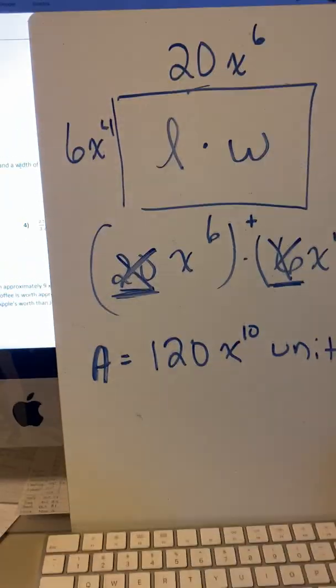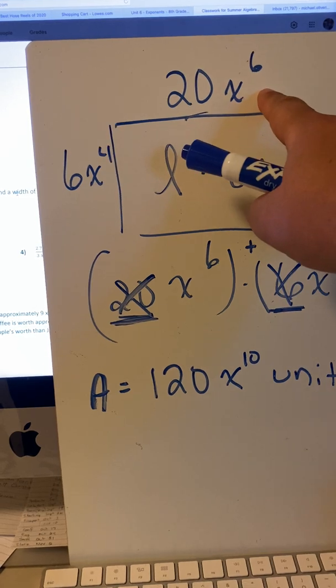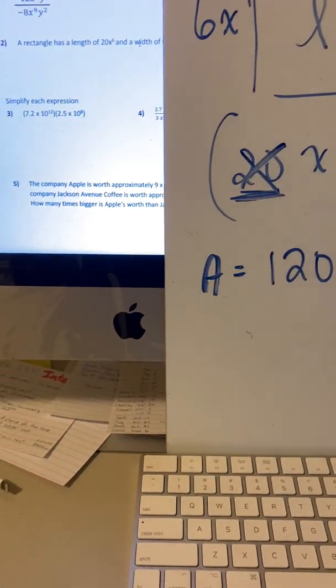Okay? Remember that if it's just 20x to the 6th, it's the x that's to the 6th power. If you put the parentheses around it, then it's making that whole thing to the 6th power.